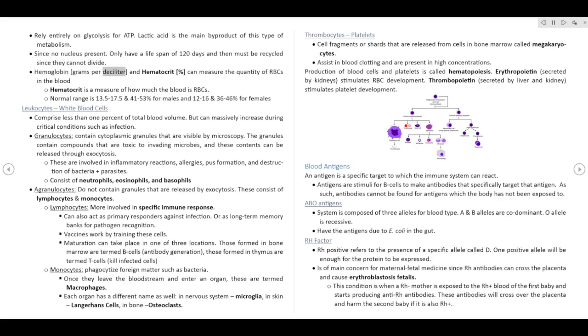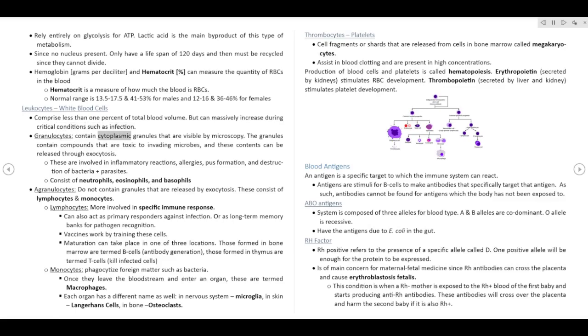Hemoglobin, in grams per deciliter, and hematocrit, in percent, can measure the quantity of RBCs in the blood. Hematocrit is a measure of how much the blood is RBCs. Normal range is 13.5 to 17.5 and 41 to 53% for males and 12 to 16 and 36 to 46% for females. Leukocytes, white blood cells, comprise less than 1% of total blood volume, but can massively increase during critical conditions such as infection.